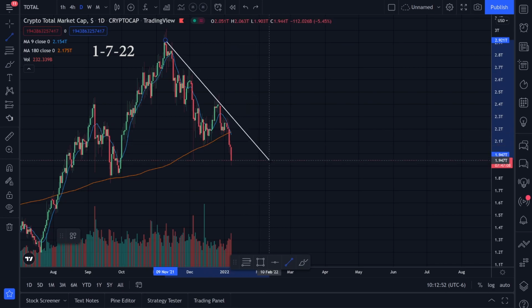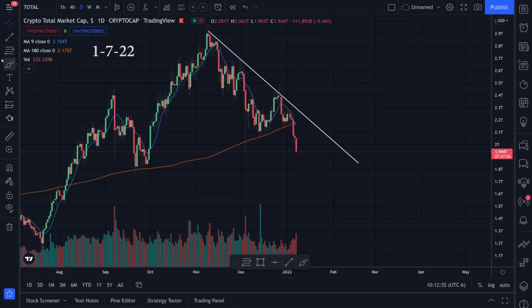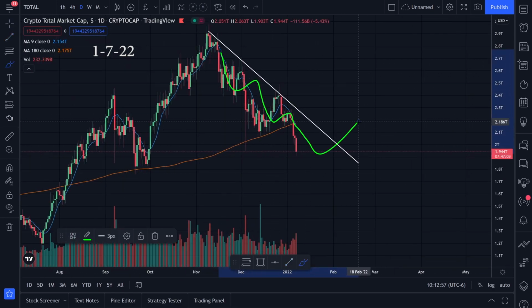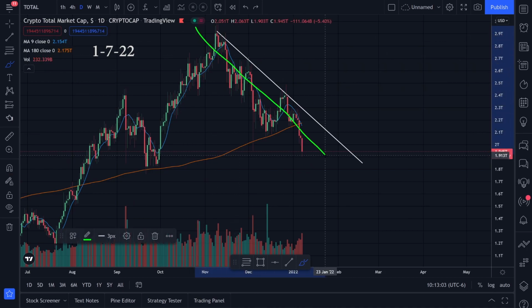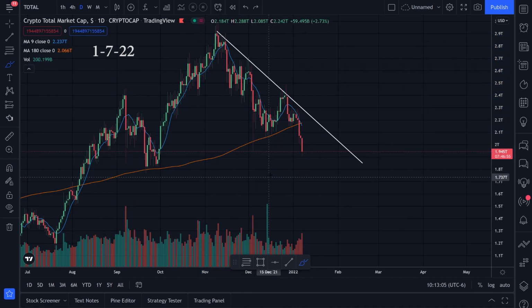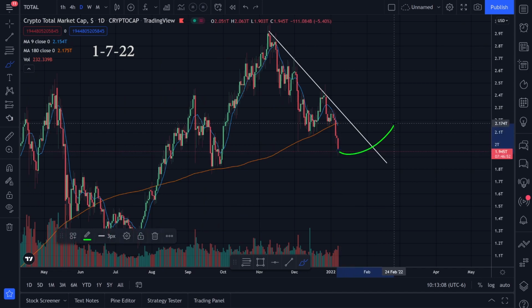We can kind of look at this chart. We can look at this trend line right here, and until we break this trend line going to the upside, then we can look at this previous support down here at around 1.82 trillion. And if this chart is trending down, then we can be more bearish on our coins, and once it starts breaking up, then we can start getting a little bit more bullish.